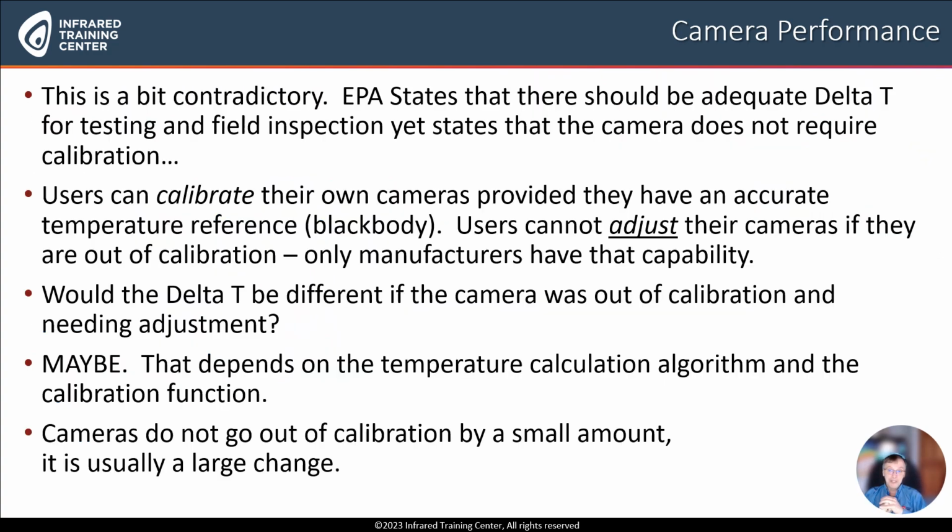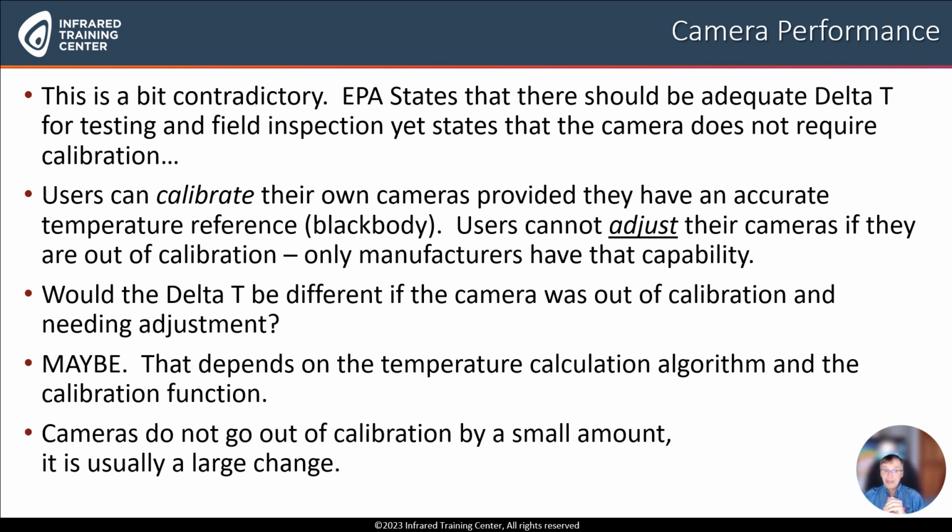The EPA states that there should be an adequate delta T for testing and field inspection, yet states the camera does not require calibration. Now, calibration is a misunderstood term. Users can temperature calibrate their own cameras, provided they have an accurate temperature reference, which, as you saw in the previous slide, is a series of black body sources. If the camera is out of calibration, the user cannot adjust that camera.